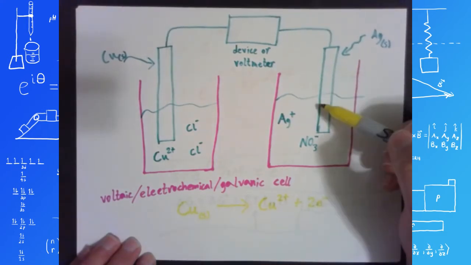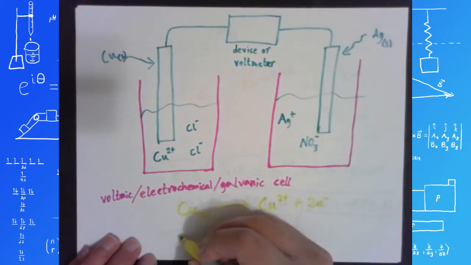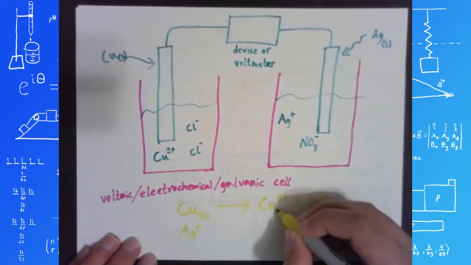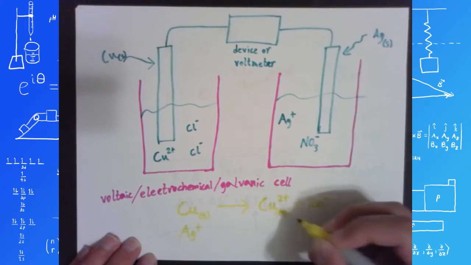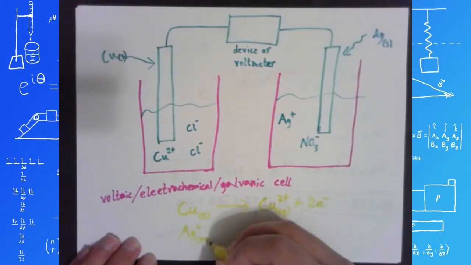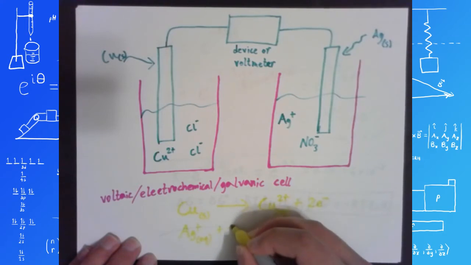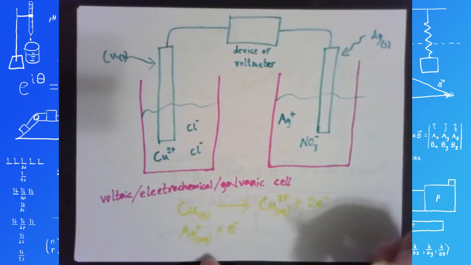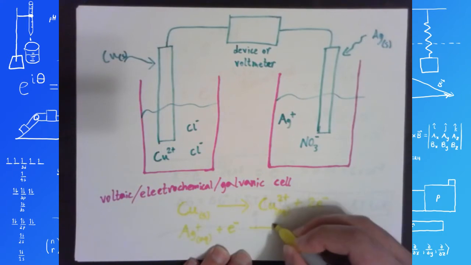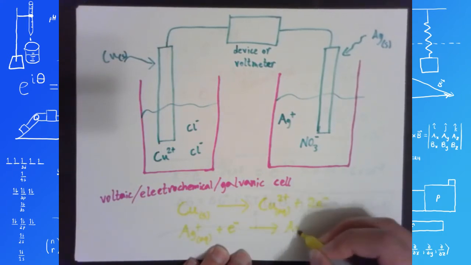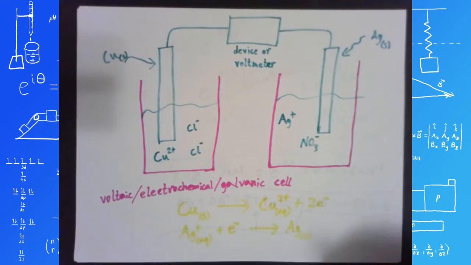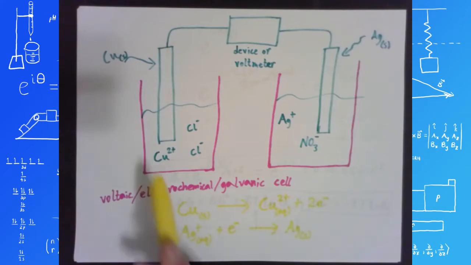And in this compartment, the silver ion will actually get reduced. So silver ion, Ag+. Oh, and I forgot to show that's in the aqueous phase. Aqueous silver ion will pick up 1 electron and turn into solid silver. And so there are your two half reactions that correspond to what's going on in each of these half cells.